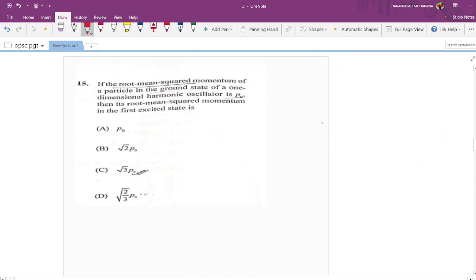Okay. In the next question, see, this is also from quantum mechanics. Today, all the questions that I have solved here are from quantum mechanics.